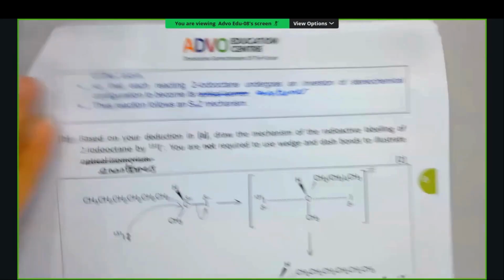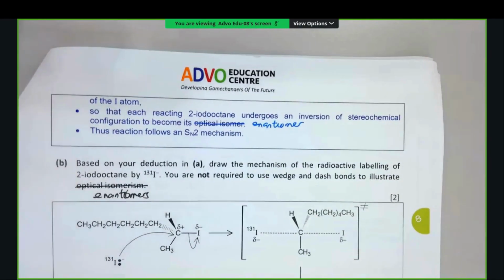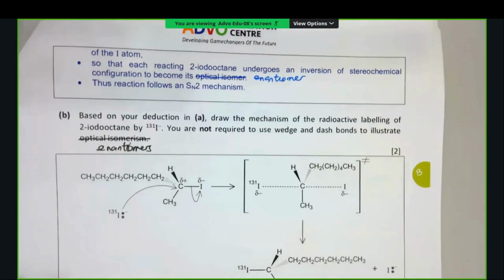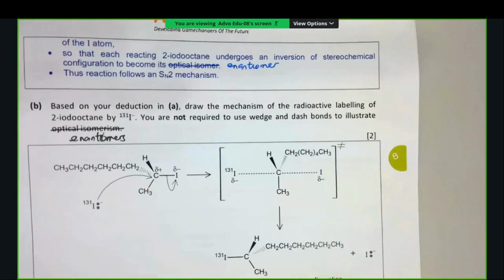Okay, this one here, of the I atom. Basically the second, third and fourth points are just explaining why there is an inversion, why when you undergo SN2, it results in an inversion. Part B is basically once you choose the correct one, you just sketch accordingly. Nothing difficult. That's all for this one.